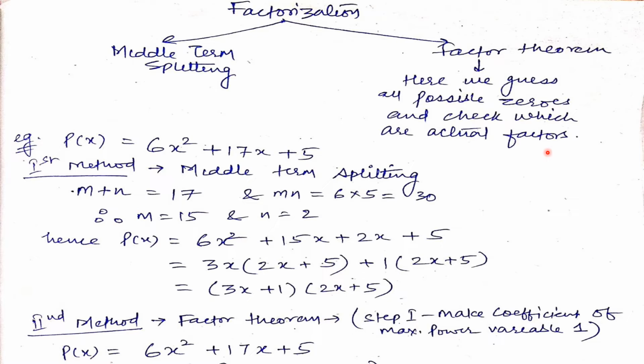Okay, so let's see. Suppose this question: p(x) equals 6x square plus 17x plus 5. I solved this question last time also by middle term splitting. Today also I have shown you. The first method is middle term splitting, so I am calling it MTS. So m plus n we want 17, that is the middle term, and we want m into n as 6 into 5, that is this one.